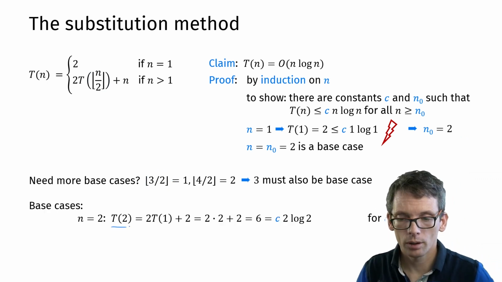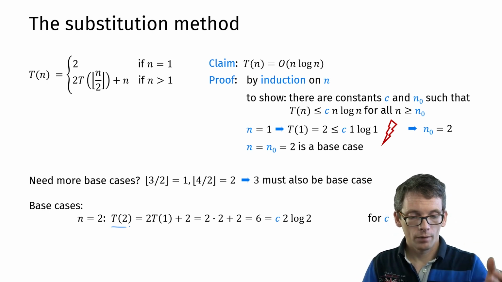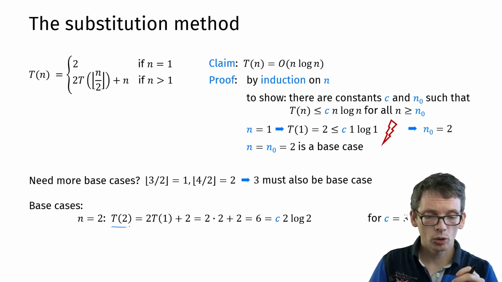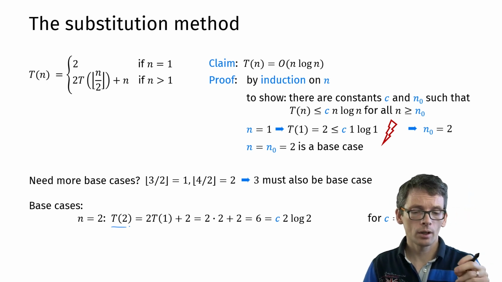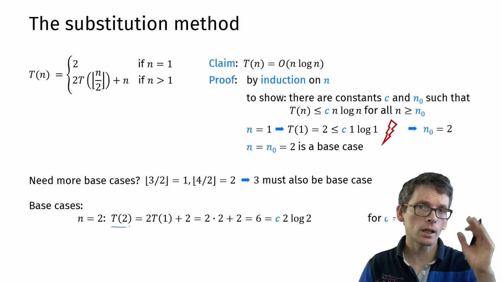T of 2, I can simply plug in. I get 2 times T of 1 plus 2. This gives me 6. I want this to be bounded by c times 2 log 2. Log 2 is 1, so c times 2. If I pick c as 3, I will be fine. If I pick c even larger, I'm also fine.